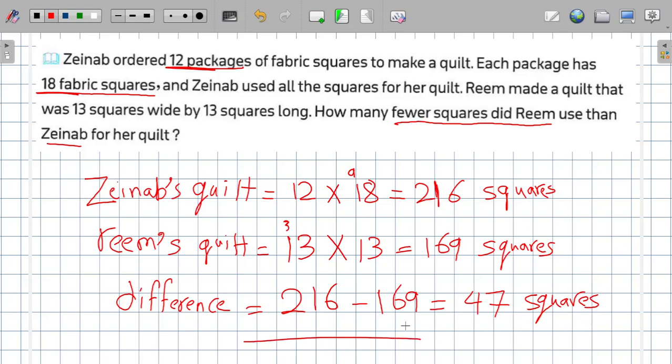Okay, and with this we have finished our video today, in which we talked about using all mathematical operations to be able to solve word problems.